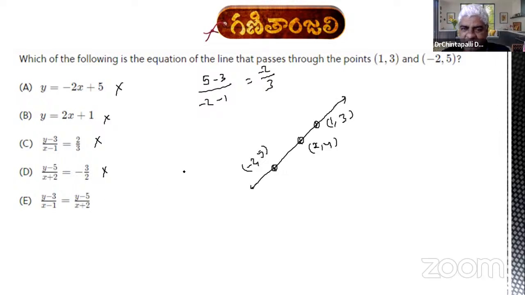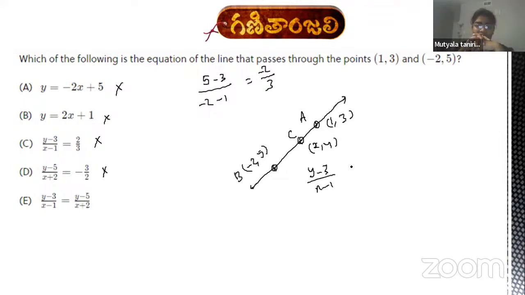That question setter, suppose there is a point x, y on the same line. Then these three points A, B, C are collinear. Collinear points means slopes are the same. What is the slope of AC? y minus 3 by x minus 1. It must be equal to the slope of BC.